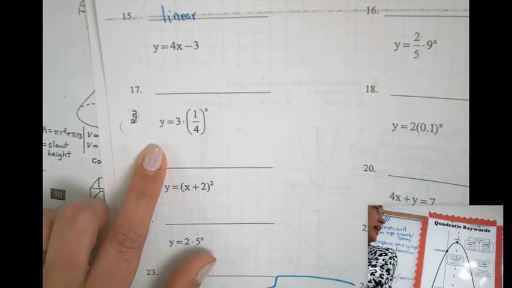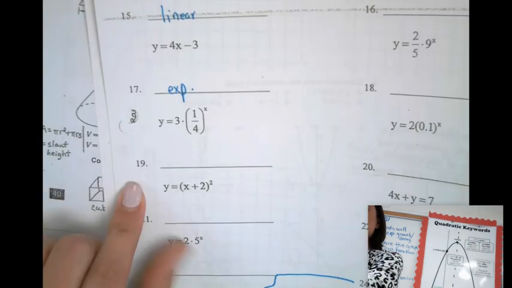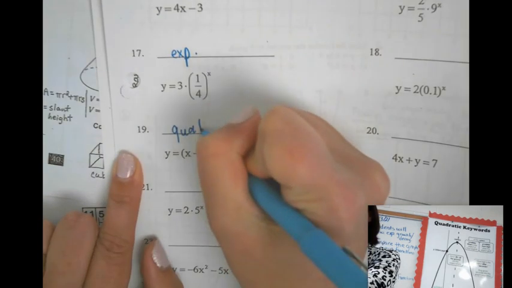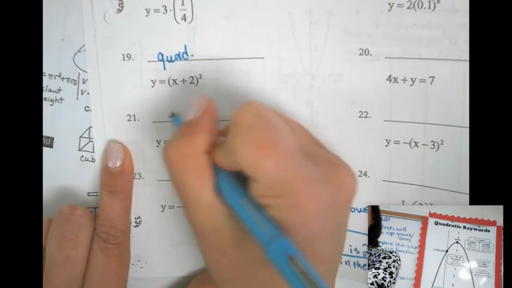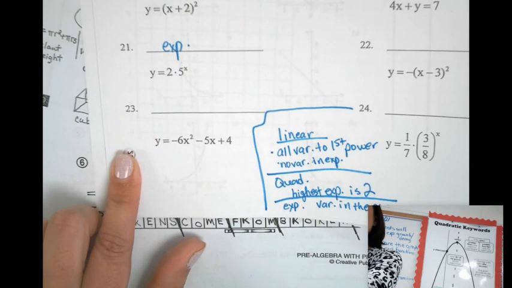17, variable in the exponent. What is that? Exponential. 19, highest power is 2. 21, variables in the exponent. And 23, highest power is 2. Quadratic.